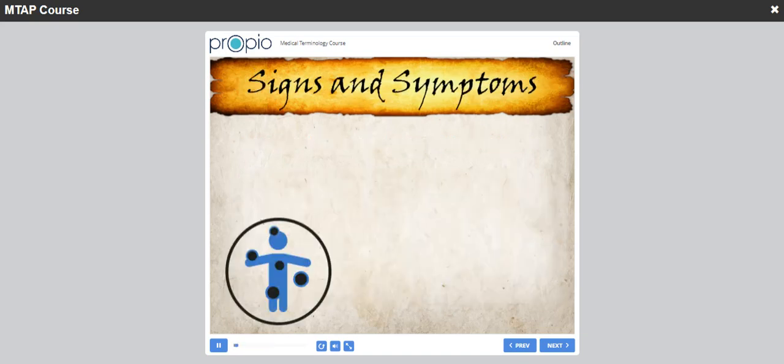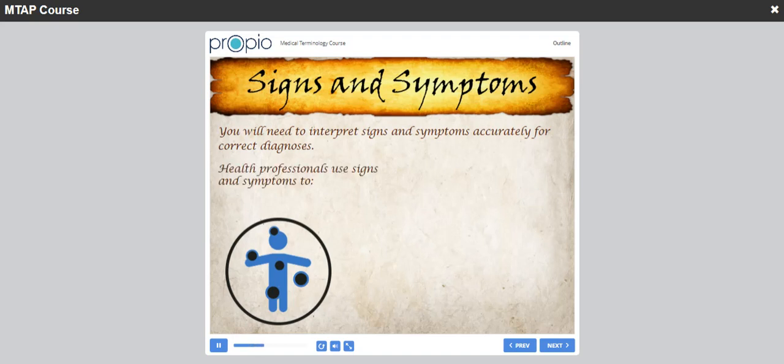What could be so tough about symptoms? Well, symptoms can be hard to interpret, and there are just so many. Using the wrong term of any symptom can lead to the wrong diagnosis. For instance, be careful about terms for pain.